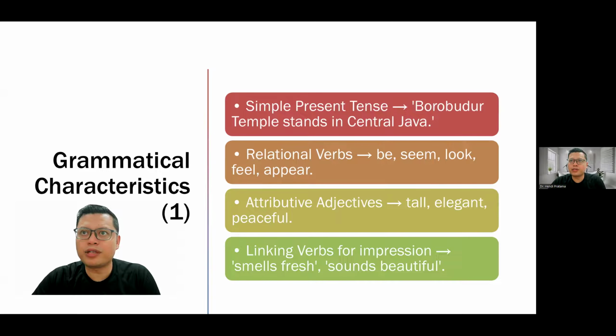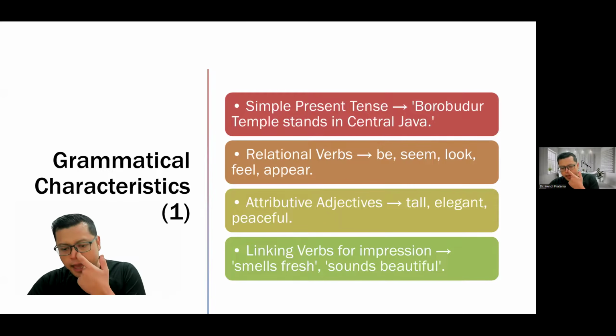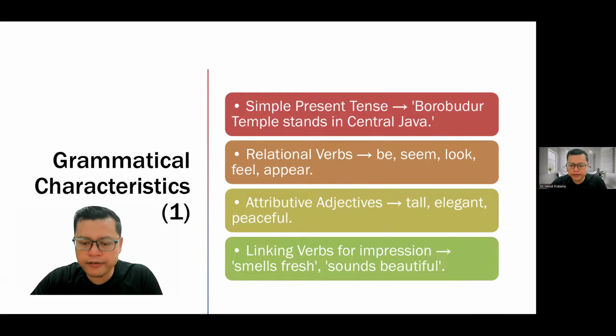Wow, the mountain appears to be big, right? So attributive adjectives such as tall, elegant, peaceful, beautiful, windy, for example. And then you can use linking verbs for impression. For example, smells fresh. Smells is the one which links fresh and the subject before. Smells fresh. Sounds beautiful. Let's go to the concert. Wow, sounds beautiful. The concert sounds beautiful.